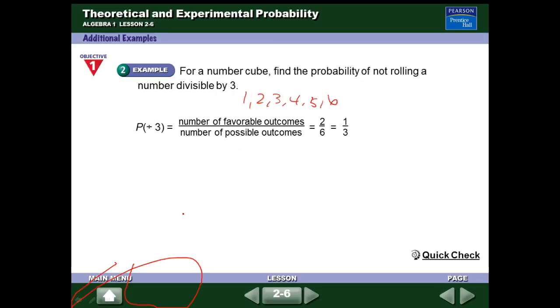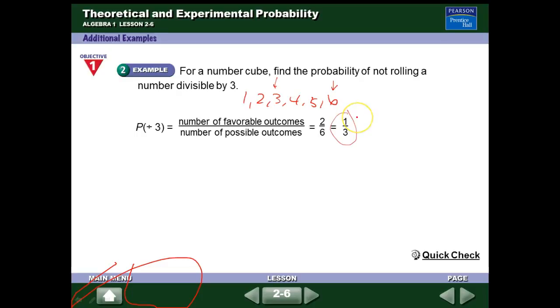Alright, example number 2: for a number cube, find the probability of not rolling a number divisible by 3. So obviously 1, 2, 3, 4, 5, and 6 are my possible outcomes. Which of these are divisible by 3? Remember, one of the rules is to add up the digits to see if they're divisible by 3. So 3 and 6 are my 2 that are divisible by 3, over 6 total, so you have 1/3.